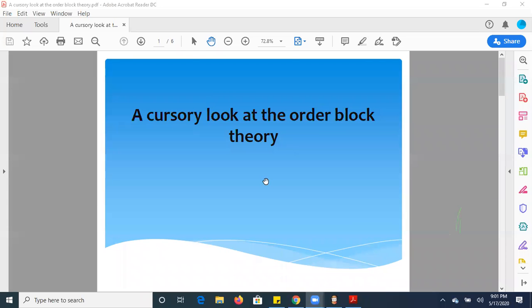We'll be looking today, a cursory look at the order block theory. That's what we'll be looking at. I'll be digging a little bit deeper. I want to state here that I basically learned the order block from Michael of ICT.